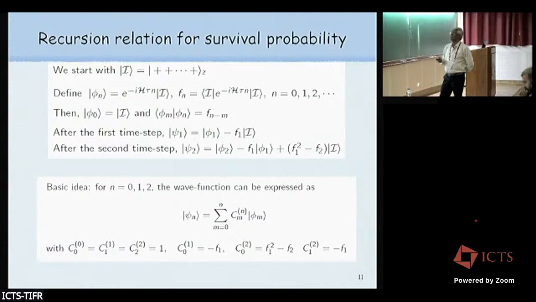So the basic idea of the recursion relation is that for n equal to 0, 1, and 2, we find that the wave function can be expressed as a linear superposition of the phi m's, of the phi vectors. And the coefficients are written as Cmn, where the superscript n stands for the nth wave function, and m is the successive m values. And from these relations, one can write down the first few C coefficients. So this gives me the fact that psi n can be written as a linear combination of phi m's for n equal to 0, 1, 2. And then we prove by method of induction that if psi n can be written in this form, then psi n plus 1 can also be written in this form.